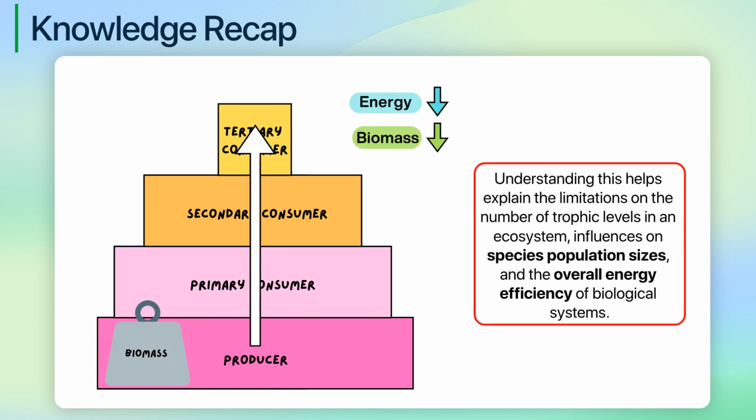Understanding this helps explain the limitations on the number of trophic levels in an ecosystem, influences on species population sizes, and the overall energy efficiency of biological systems. This insight is essential for understanding larger ecological patterns and the sustainability of ecosystems. Let's get started.